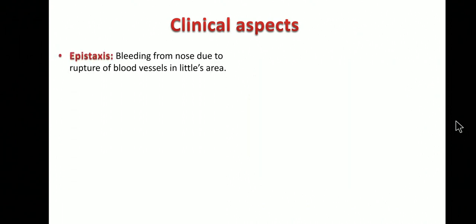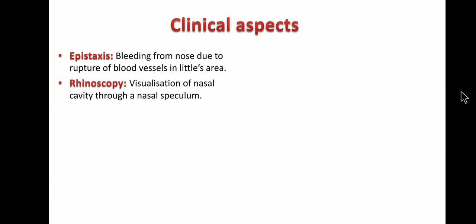Then you have epistaxis. Kiesselbach's area, or Little's area, has a rich anastomosis of three arteries, as I told you: mainly the sphenopalatine, greater palatine, and the septal branch of the facial arteries. If Little's area is damaged by any blow, trauma or injury, it leads to profuse bleeding. This bleeding is called epistaxis.